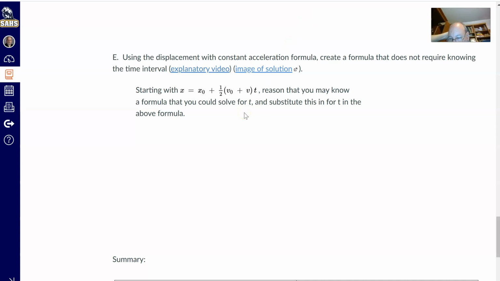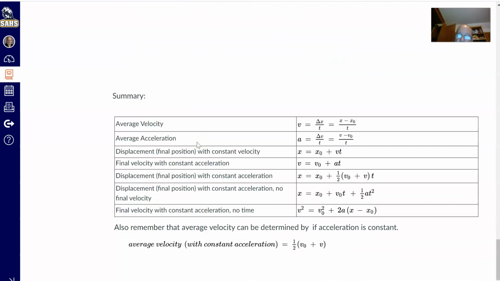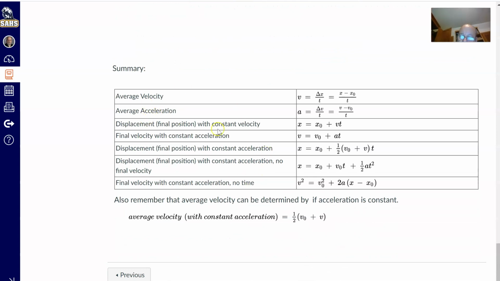Okay, so I've given you a summary of all of the names and all of the formulas that you're going to use or have available to you. You'll get these on all tests. You'll never have to memorize these, although again, I'm sure some of you actually will, and it will help your problem solving immensely if you have a good knowledge of these. And then also remember that the average velocity can be determined by the following if acceleration is constant. So average velocity, if acceleration is constant, equals 1/2 times the initial plus the final velocity.